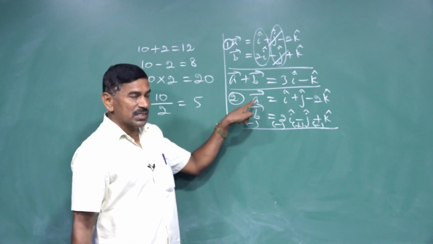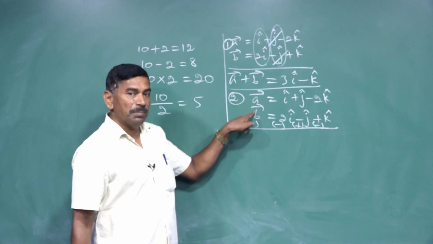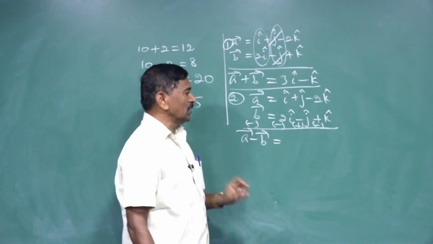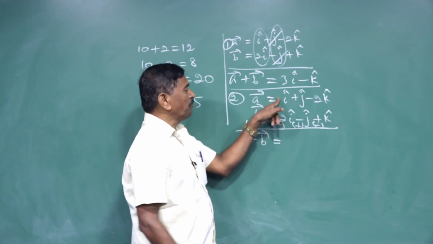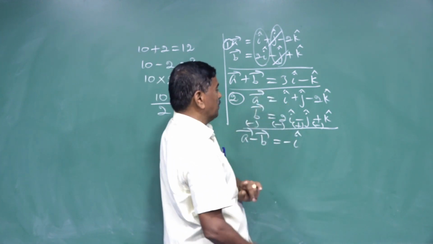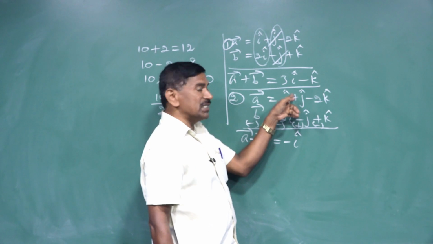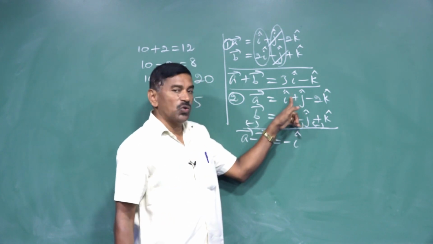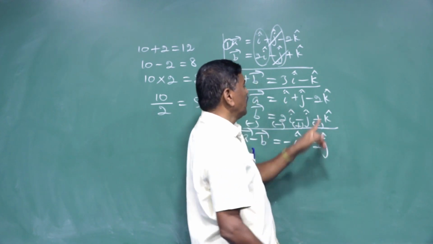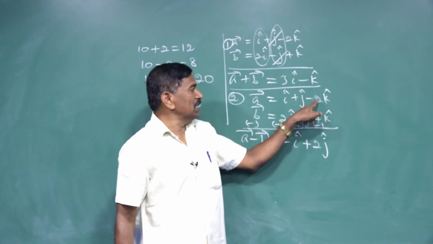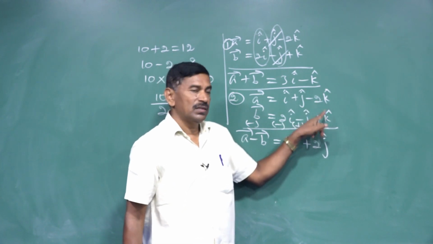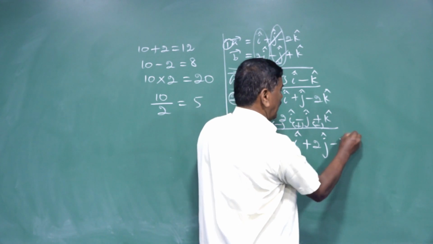Start your answer. Yes. A vector minus B vector, which is equal to? Yes. Here i cap minus 2 i cap plus i cap. So your answer is minus i cap. Okay. Here plus j cap plus j cap. So totally? Good. Plus 2j cap. Okay. Come to k. Here minus 2k cap, here minus 1k cap. So totally? Very good. Minus 3k cap.